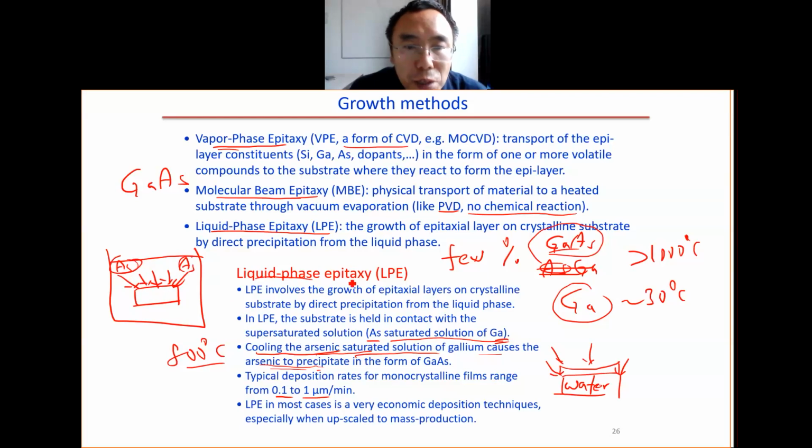This is the liquid phase epitaxy. This is a cheap way. We do not need any machine. We just need a container, and it will be done.